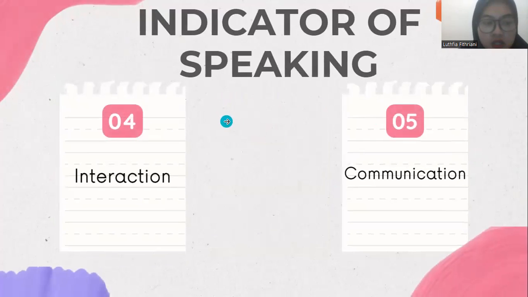The fourth is interaction. This refers to the ability to interact with others during communicative tasks. The fifth or the last is communication. This refers to the student's ability to transmit his or her ideas.